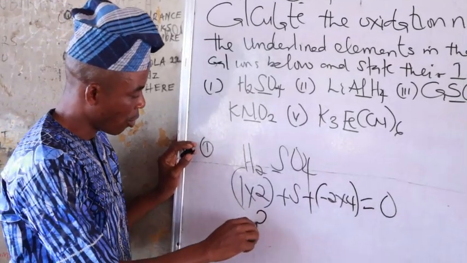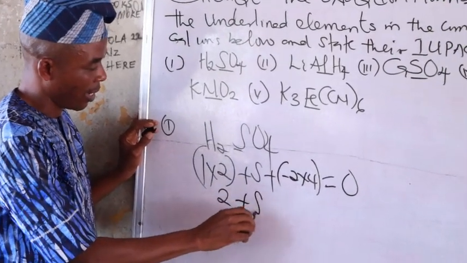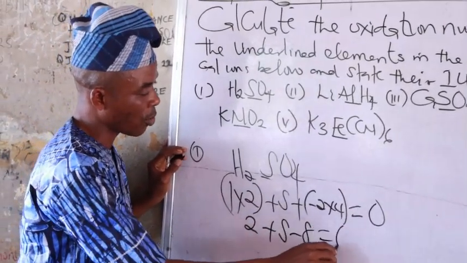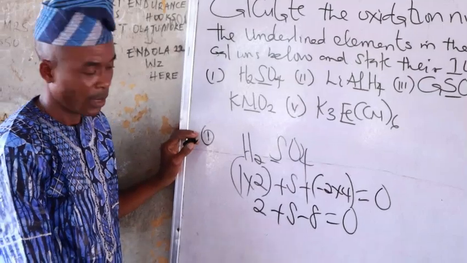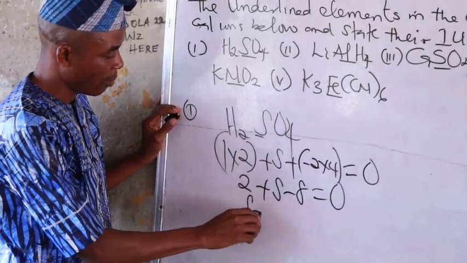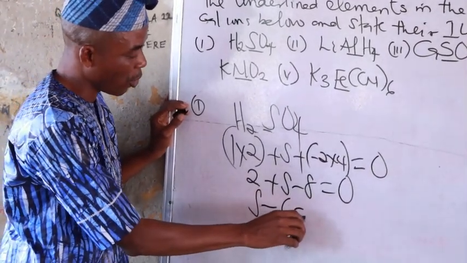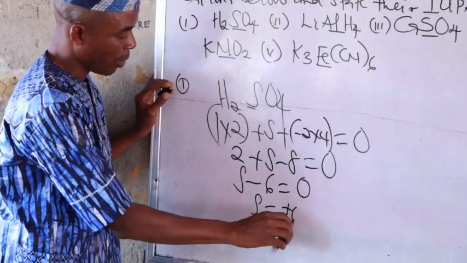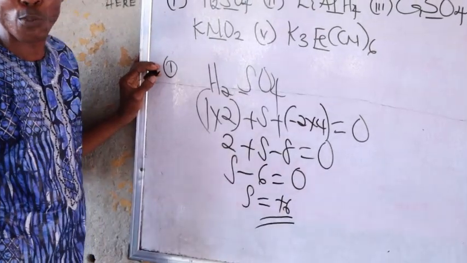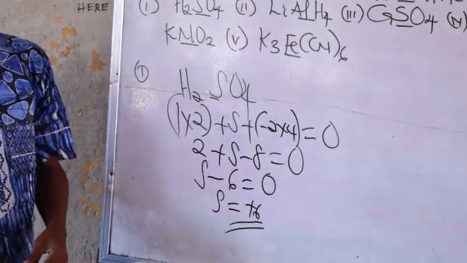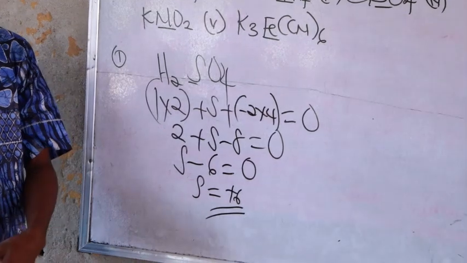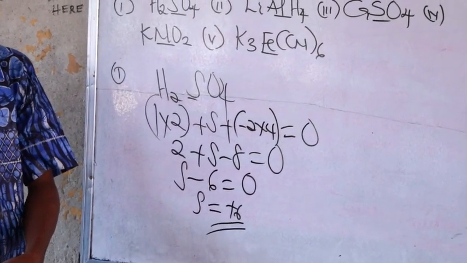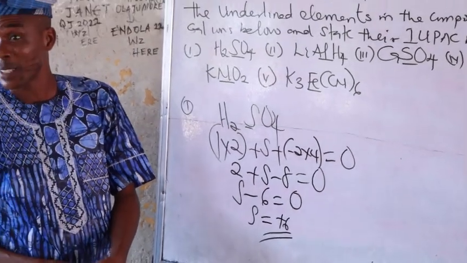Then we have 2 plus x. What is -2 times 4? That is -8, equals 0. Then this gives us x minus 6 is equal to 0. Then x is equal to +6. It is important for you to put the plus there. This is not mathematics where you say positive means nothing. Positive here means a lot of things.